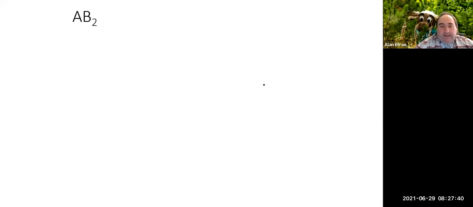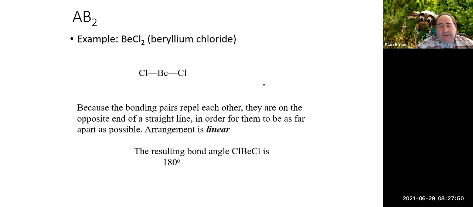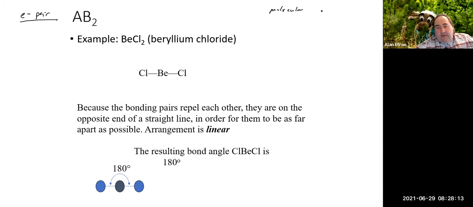The first one we're going to come across is basically a central atom. That's what A stands for here, and B stands for the atoms on the outside. So a central atom with two things attached. And we get a couple of things here. First off, when we look at this, remember that we are going to be looking at two types of names. One name is what is referred to as the electron pair geometry, and one is the molecular geometry, or the shape.